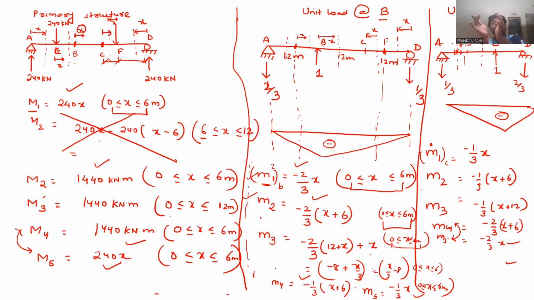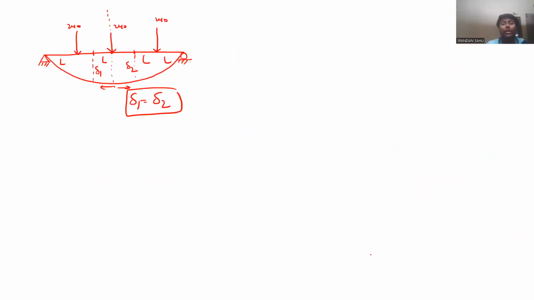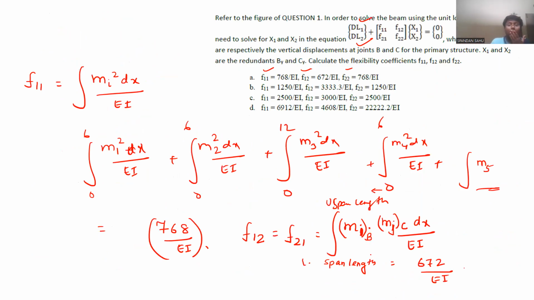Then you just multiply them and integrate over the small span length over which your bending moment equations are consistent. So that is what we have done. So option A is the correct option. Till this point, we are not done with our first linked question also.